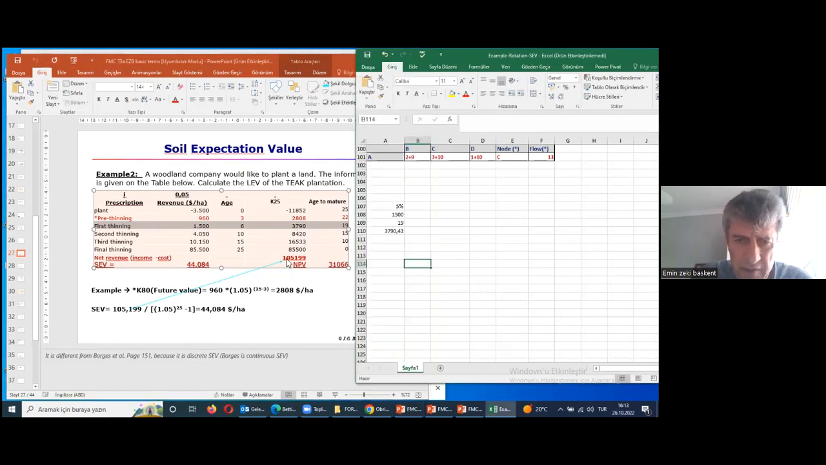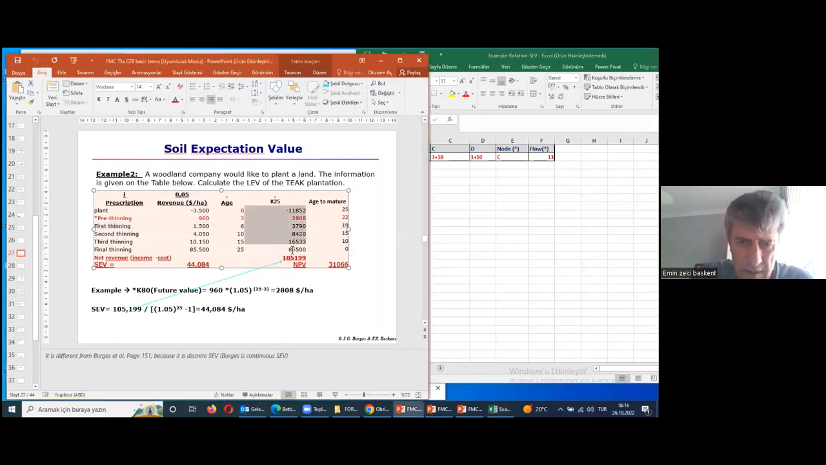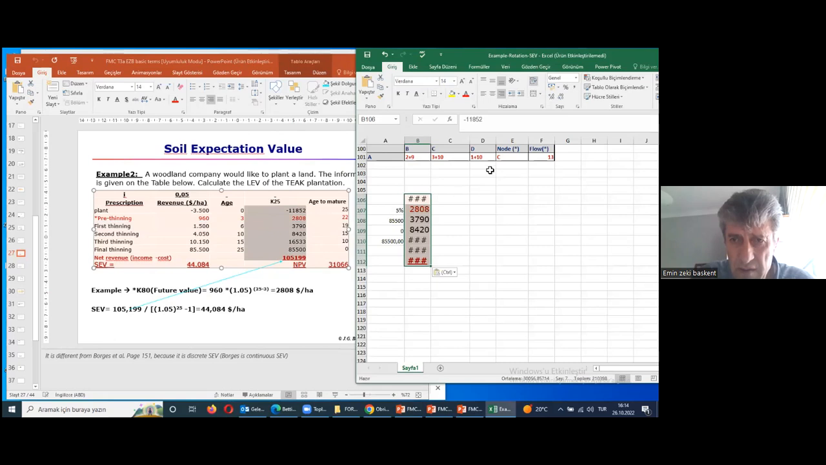We can do it for the final harvesting, and then that's it. For the final harvesting, the revenue is 85,500. The interest rate is the same. The number of years to go is 0. So the future value of the final harvesting is 85,500. If we sum all this together, we can get it from here and paste it over here.